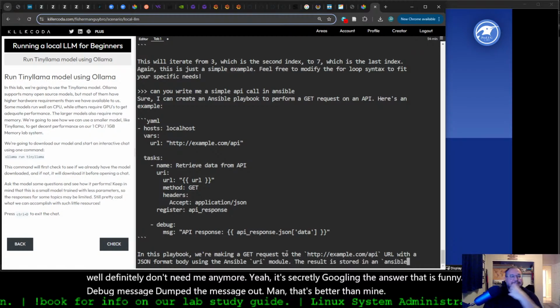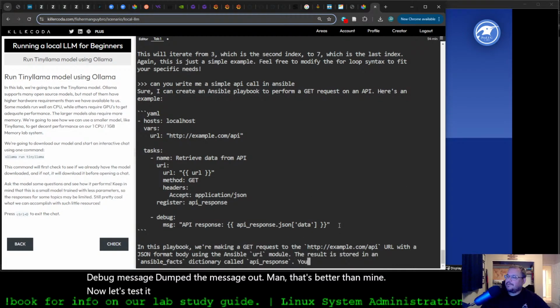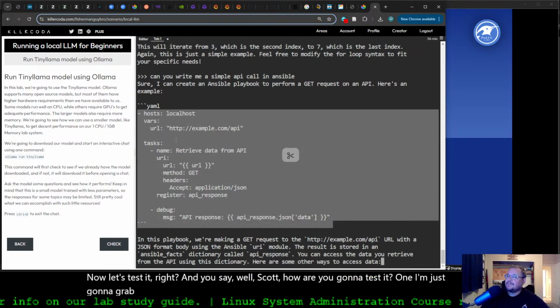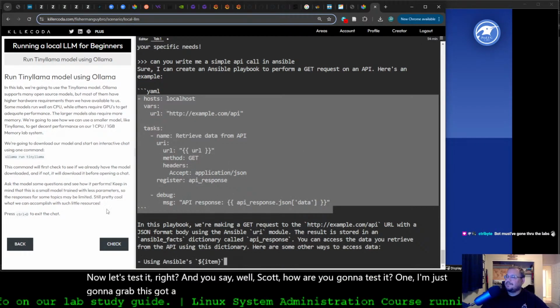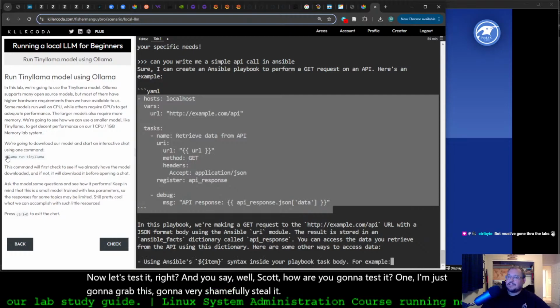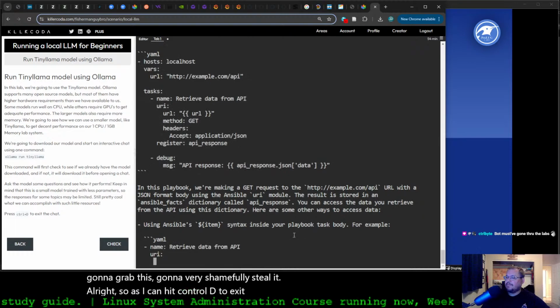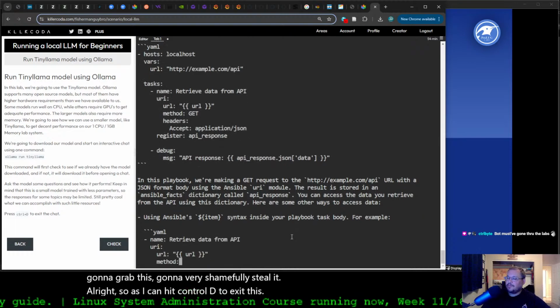Now, let's test it, right? And you say, well, Scott, how are you going to test it? Well, one, I'm just going to grab this. Going to very shamefully steal it. All right, says I can hit Control D to exit this. Control D, boom. Don't need you anymore. Get out of here.